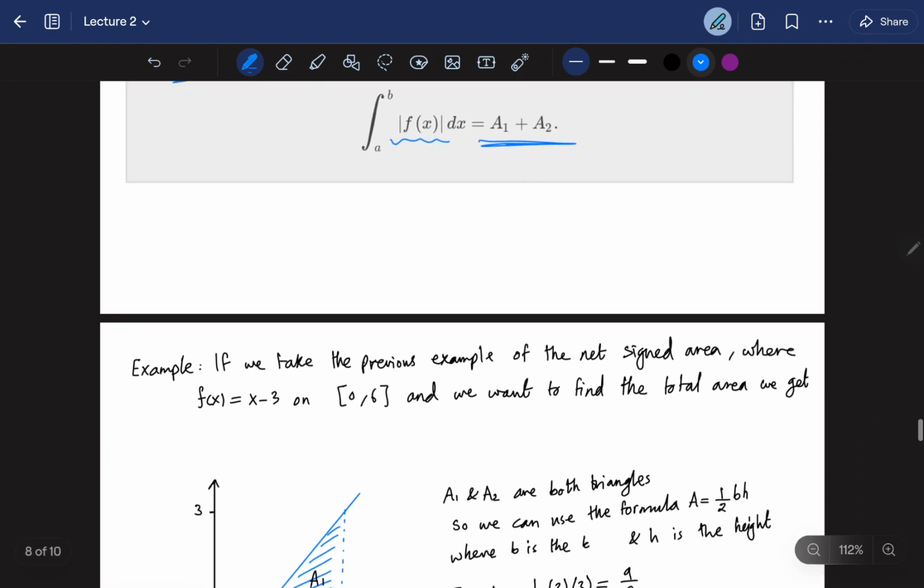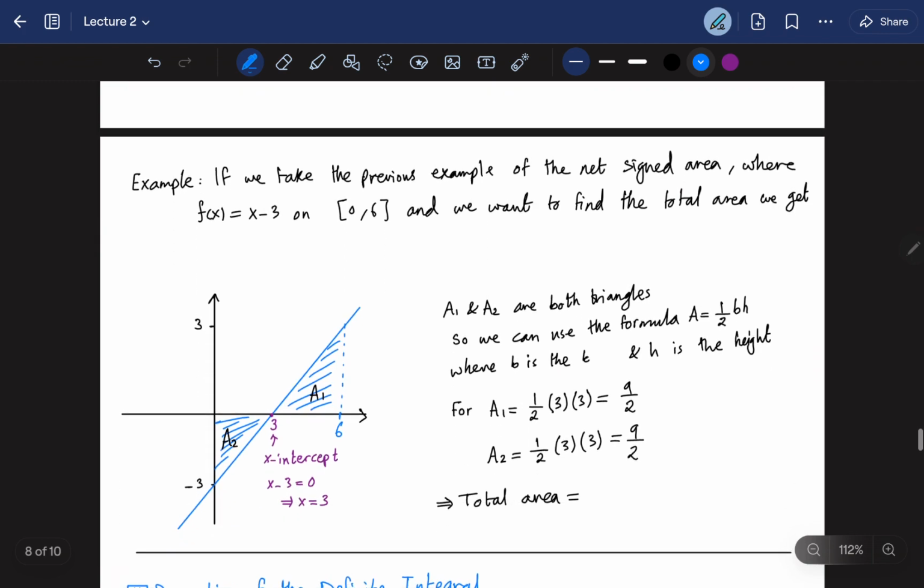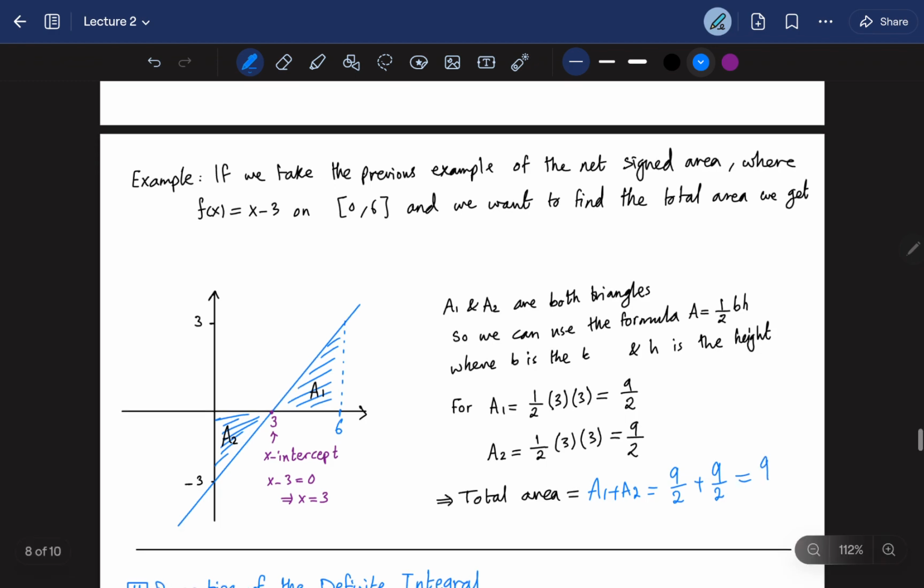So if we go back to this example that we did before, where we calculated the net signed area, I can easily find the total area by just adding A1 plus A2. So instead of subtracting like we did for the net signed area, we're just going to add. So it's just 9 over 2 plus 9 over 2, and that's just 9.